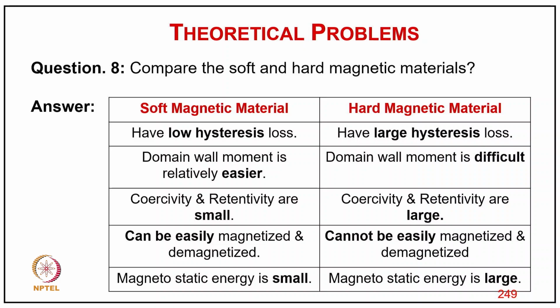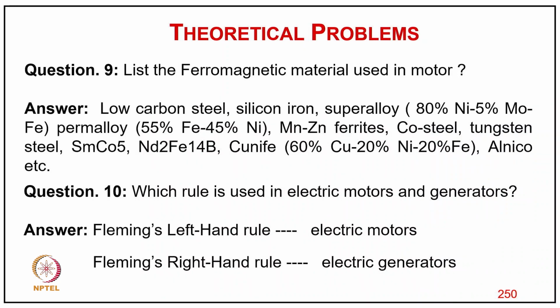Question 8 is: compare soft and hard magnetic materials. So here is the comparison. Soft materials have low hysteresis loss, low domain wall resistivity, low coercivity, and can be easily demagnetized and magnetized. Hard materials have large hysteresis loss, domain wall movement is difficult, coercive force is very large, they cannot be easily demagnetized or magnetized, and magnetic strength can be large. Hard magnetic materials are used as permanent magnets, and soft magnetic materials are used as the core of different magnets.